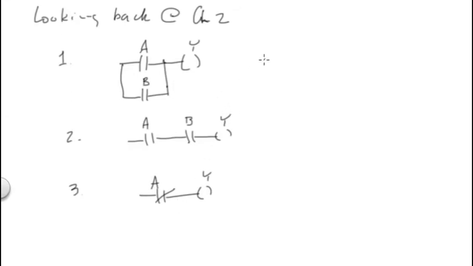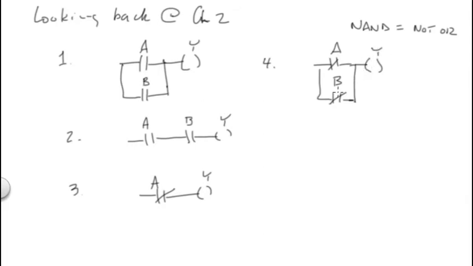For the NAND, it is the not or, so basically we would say if A is off or B is off. That is the not or. So the NAND function is equal to the not or function. And we could write that like this. This is my output Y. And the only way that this is not going to pass power is if A and B are both on.